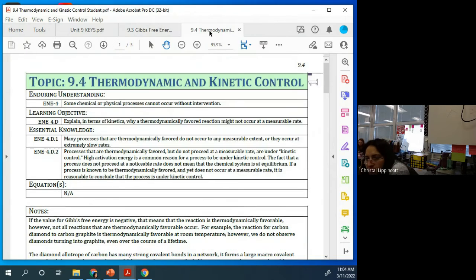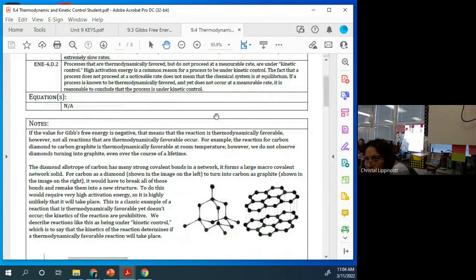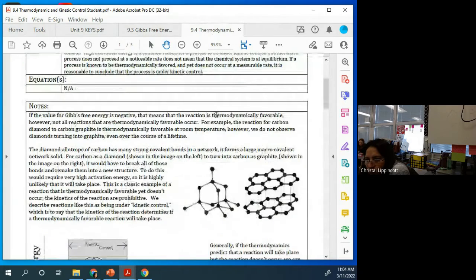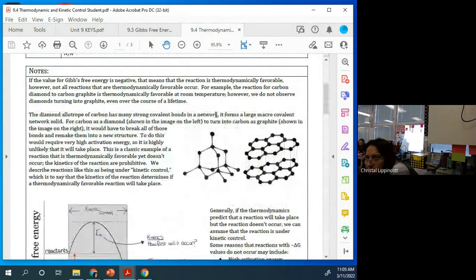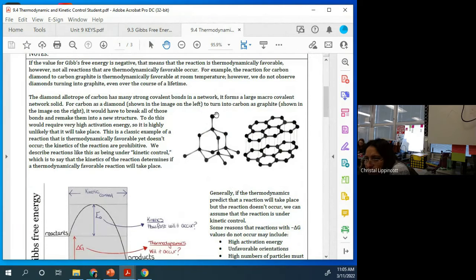All right. So let's look at 9.4, thermodynamic and kinetic control here. Again, if the value for Gibbs free energy is negative, then that means that the reaction is thermodynamically favorable. Not all reactions that are thermodynamically favorable actually occur, though. For example, the reaction of carbon diamond to carbon graphite is thermodynamically favorable at room temperature. However, we don't see diamonds turning into graphite over the course of a lifetime.